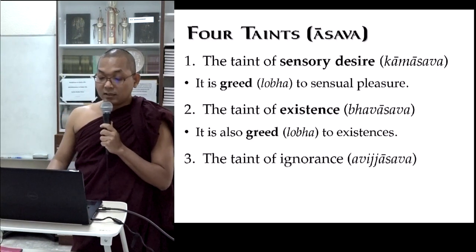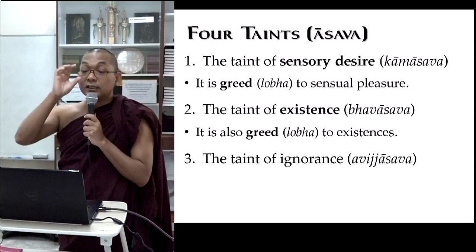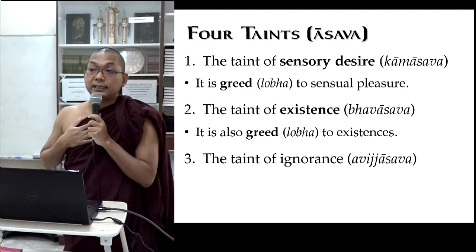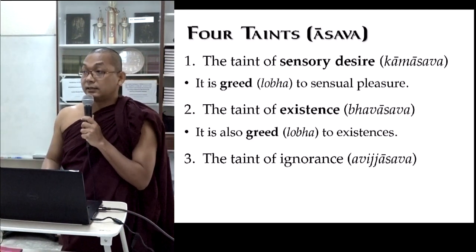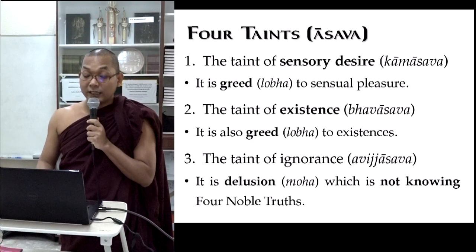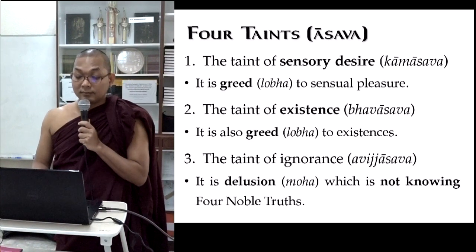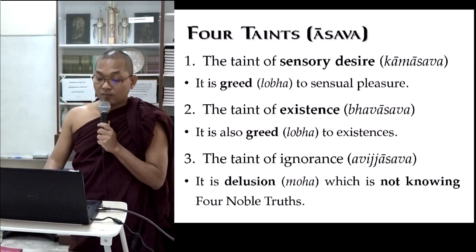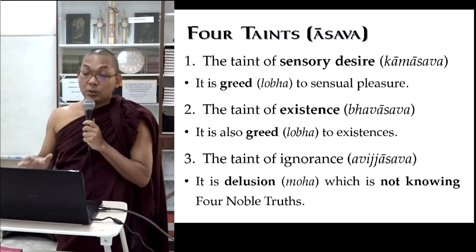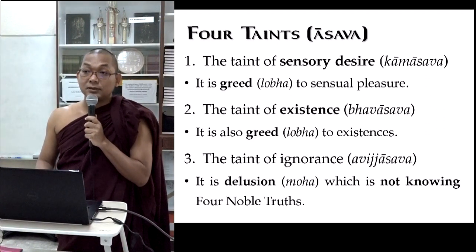Number three, the taint of ignorance, avijjasava. Actually, this is the most difficult one. This one also, only someone who has become an arahant can eradicate ignorance. So here, ignorance means nothing but delusion, moha, that we have learned. The first one and two are lobha, and the last one is delusion, moha. So here, avijja means not knowing the noble truths. It is not really easy to know the four noble truths. Even the first one, suffering, we do not know suffering.